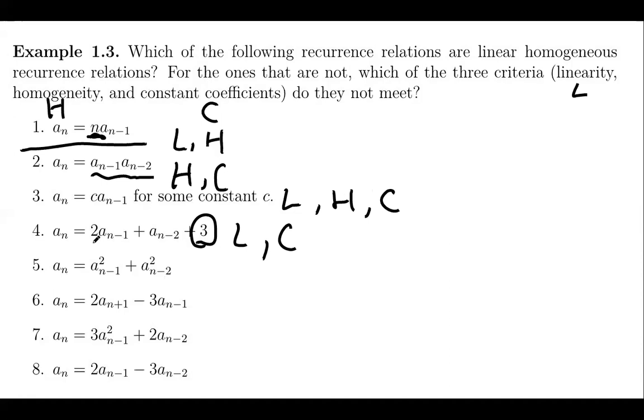Okay, now moving on to number 5. Right off the bat, we can see that it's not linear because these are squared. However, it is homogeneous because they are both squared. And we also have constant coefficients since both coefficients are equal to 1.